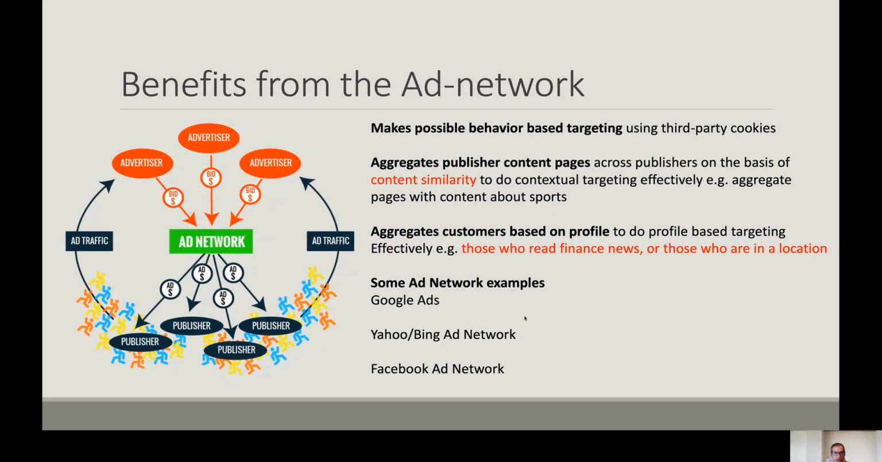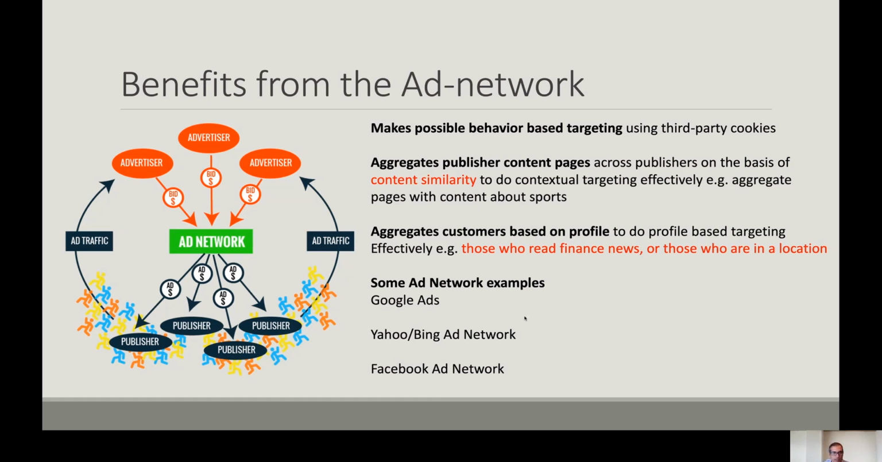In addition to tracking consumers based on their behavior, the ad network also makes it possible to target consumers based on what we discussed as contextual advertising, or content-based advertising. So the idea there is that now the ad network, because it has a tie-up with many publishers, can create a segment of pages across publishers based on similarity of content, and then sell those impressions coming from those pages to advertisers. Take an example.